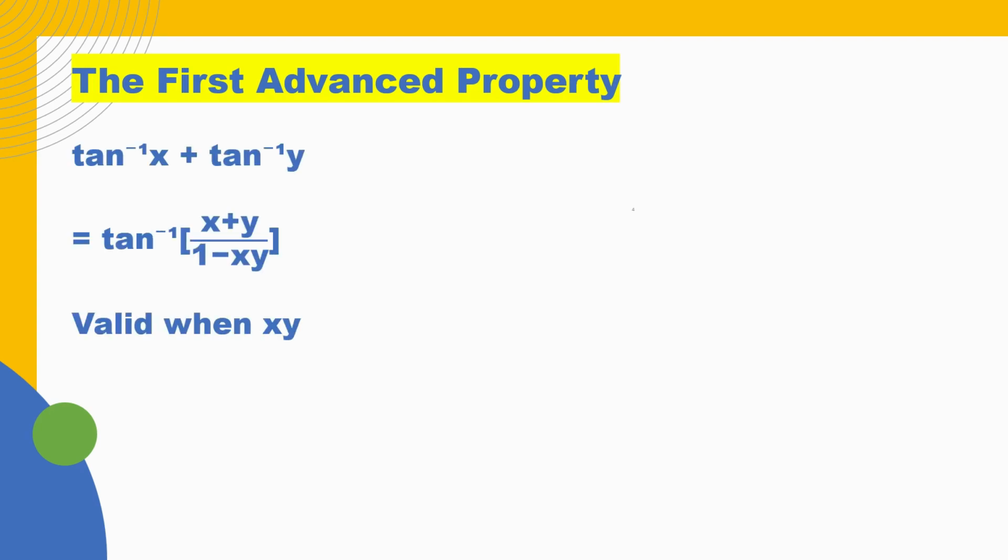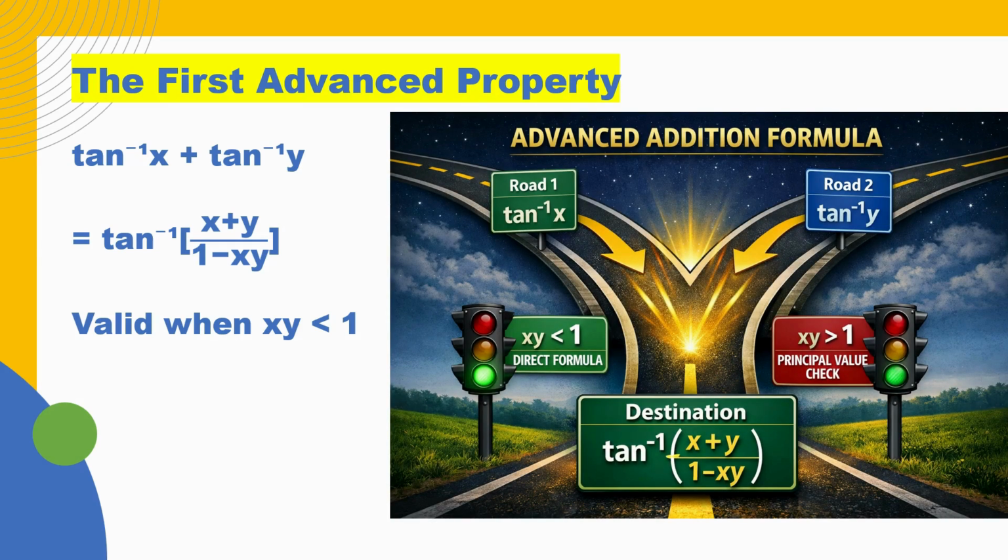This identity comes from the tangent addition formula. Notice something important. The condition xy less than 1 is not for decoration. It is a safety lock. Ignore it and your answer may completely change. Think of these as two roads joining into one highway.